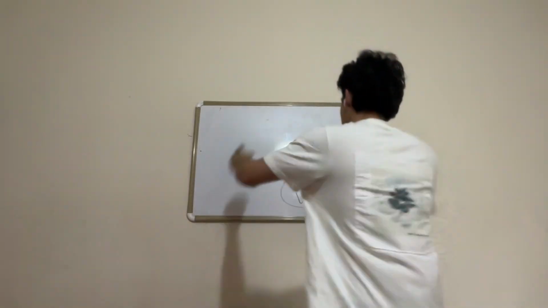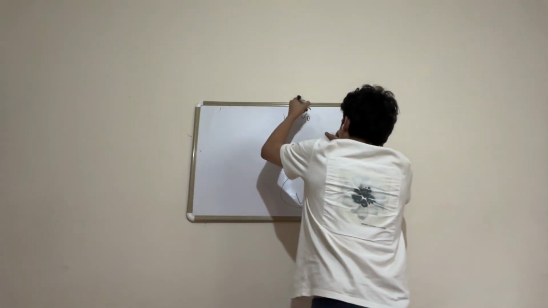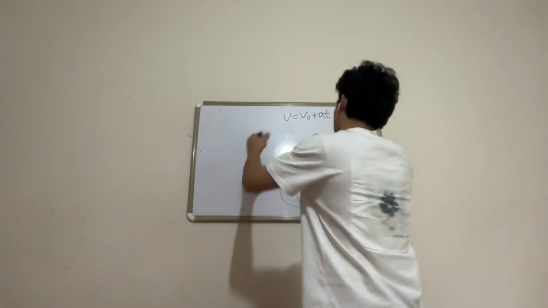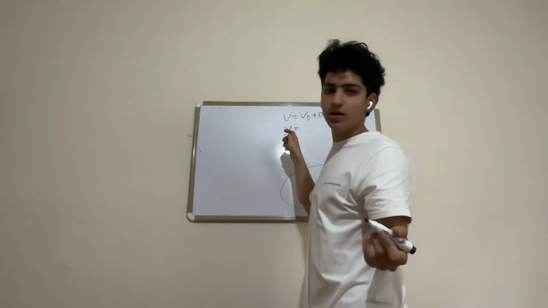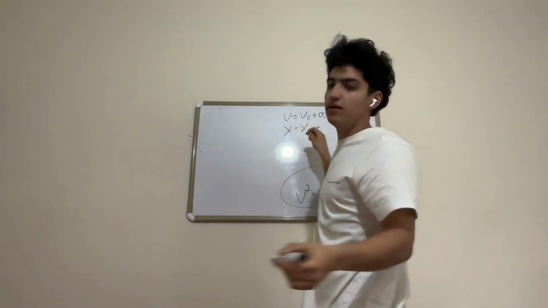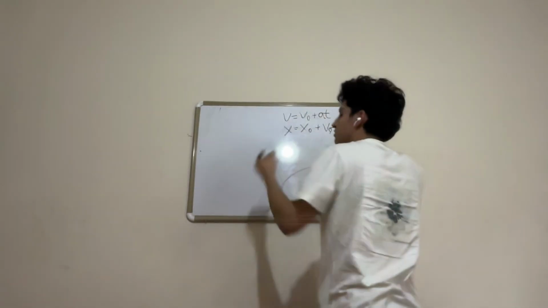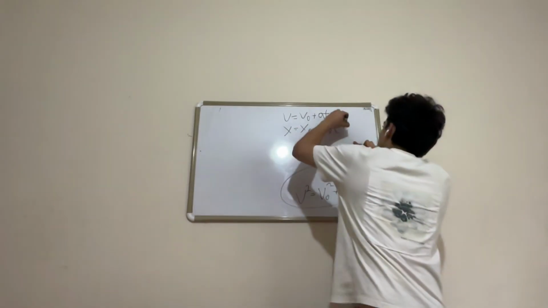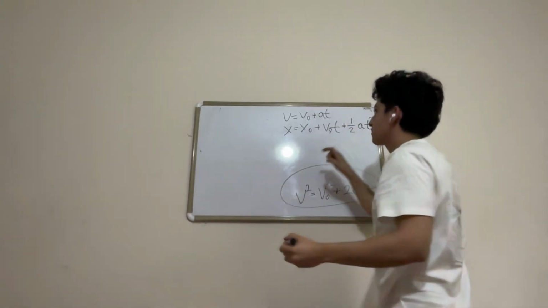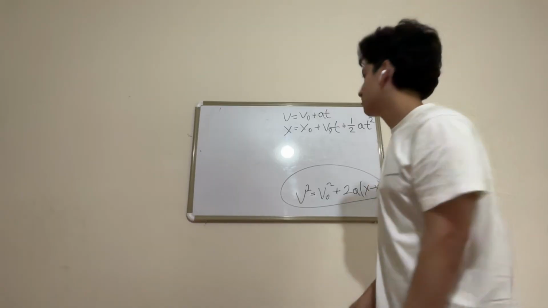Okay, so that's the one for the final velocity, which is the initial velocity plus constant acceleration times time. The other one is for the final position, which is the initial position plus the initial velocity times time, and then plus 1/2 of constant acceleration times time squared. And then the other one is this one, and the other one that I mentioned is this one.